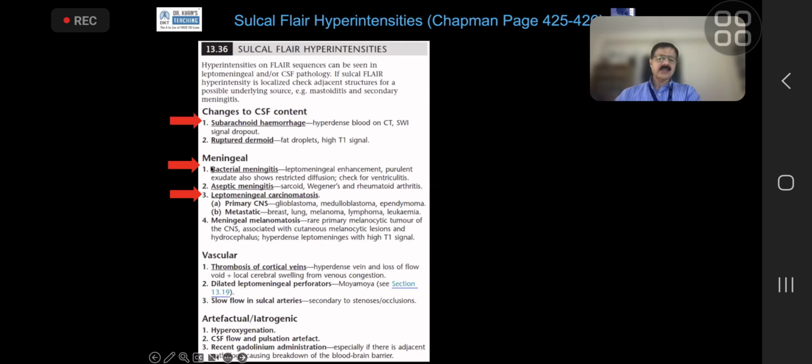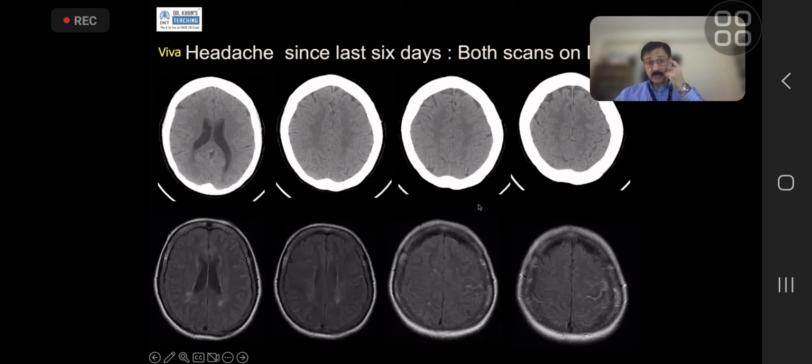On the other hand, any leptomeningeal processes, which can be bacterial meningitis, leptomeningeal carcinomatosis, or things like fungal infections, etc. All of these things can cause leptomeningeal enhancement. So look at this case. This case is a subarachnoid hemorrhage, which is 6 days old. How do you pick it up?